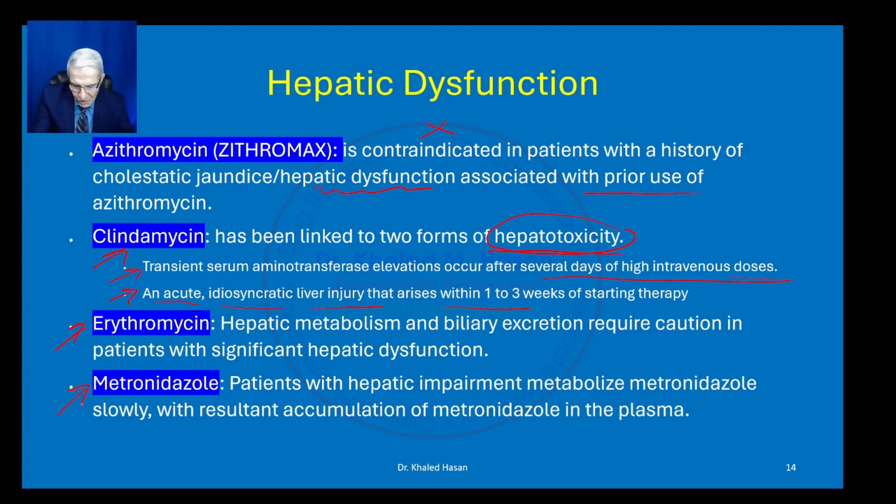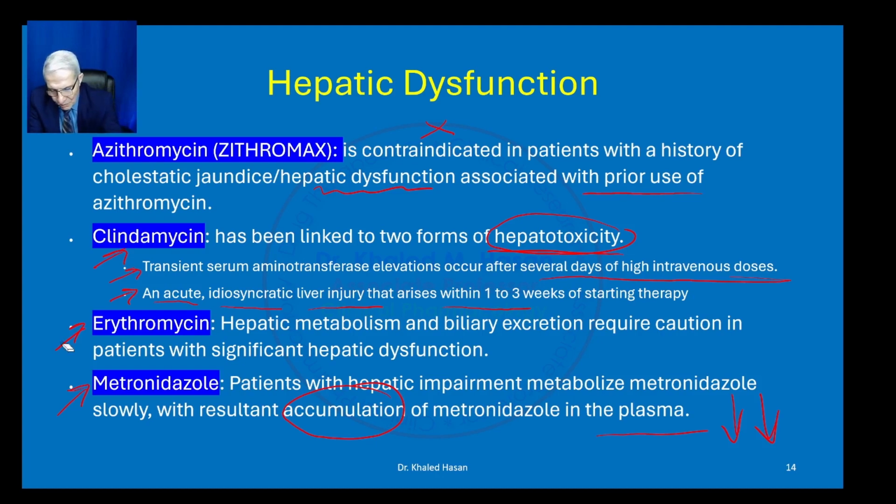Metronidazole is another medication, also in patients with hepatic metabolism. Metronidazole may be metabolized slowly with a resultant accumulation. This will also lead to accumulation in the plasma. So for this reason, we need to decrease the dose in patients with liver dysfunction. So those are the examples here: azithromycin, clindamycin, erythromycin, metronidazole.